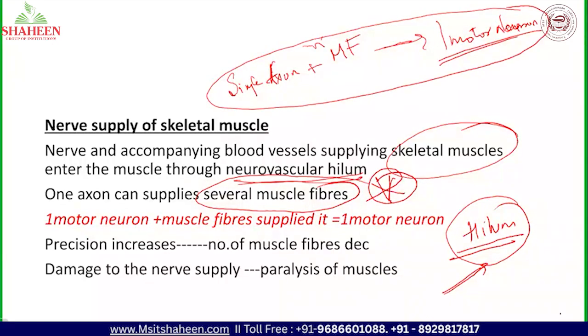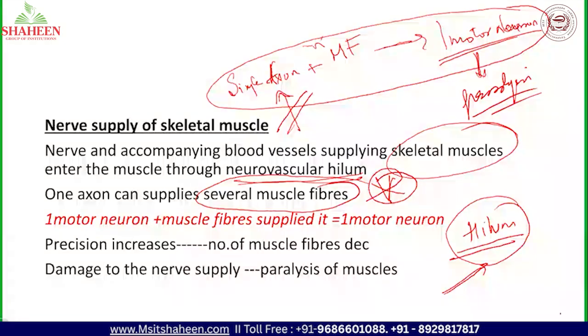So what will happen if there is any injury to this particular single axon? Those muscle fibers will undergo paralysis. Got it? That particular group of muscle fibers will undergo paralysis.